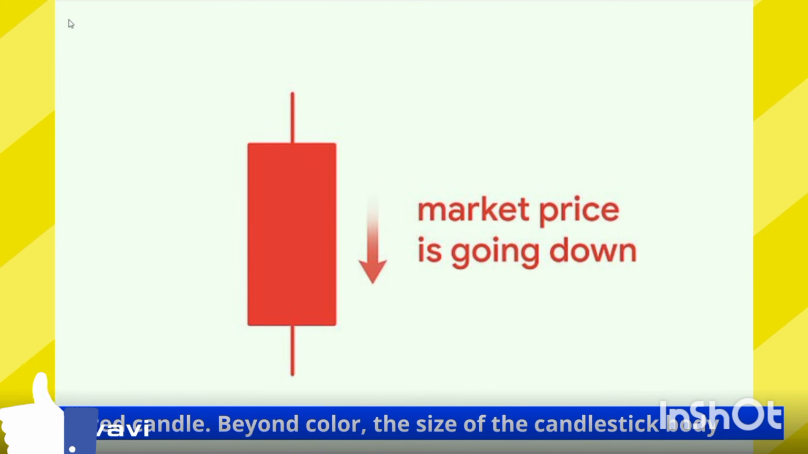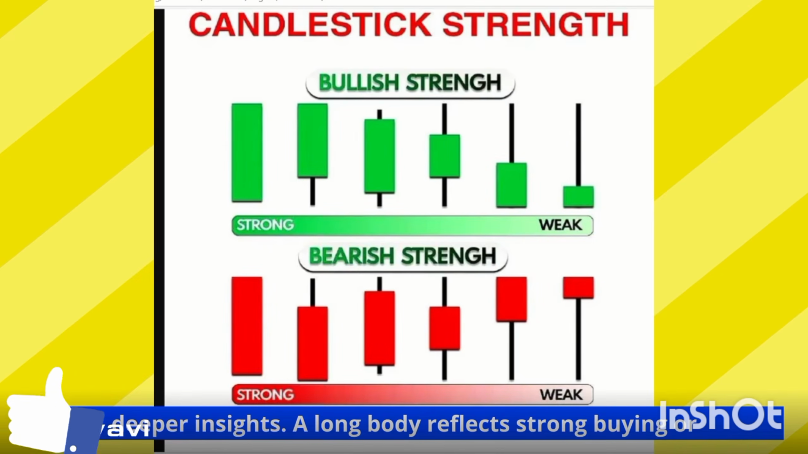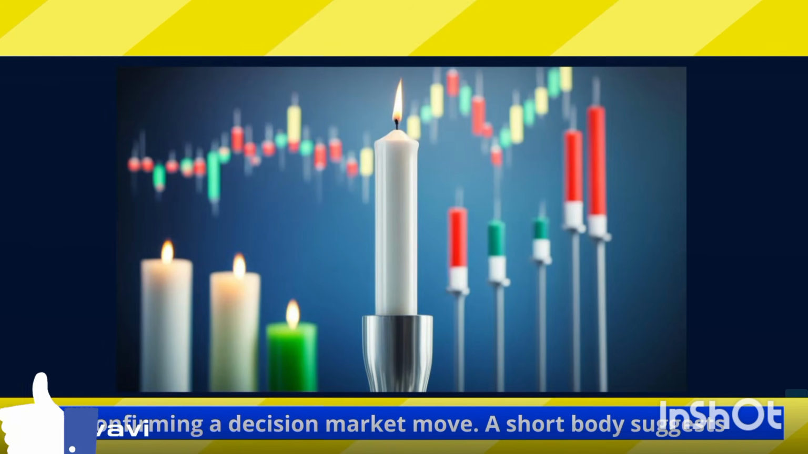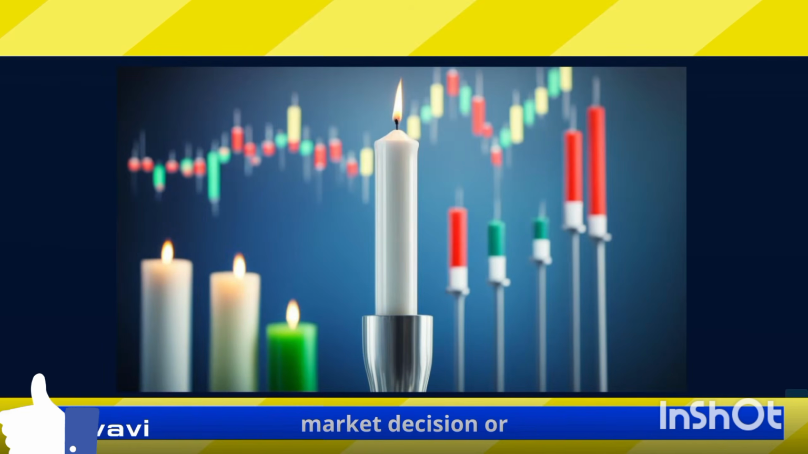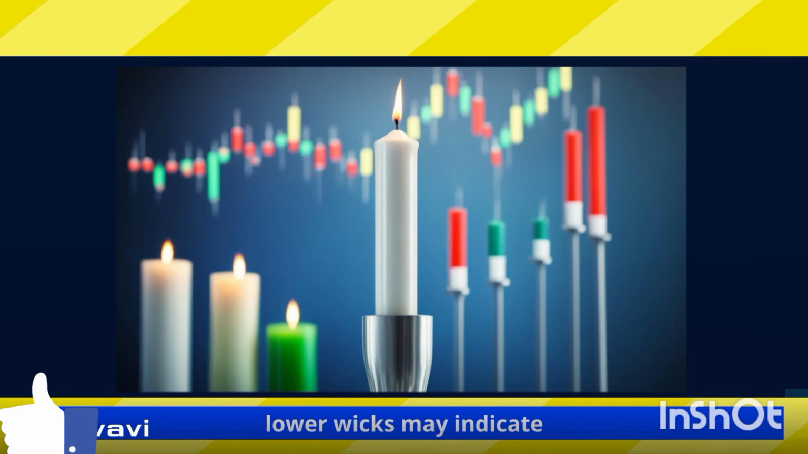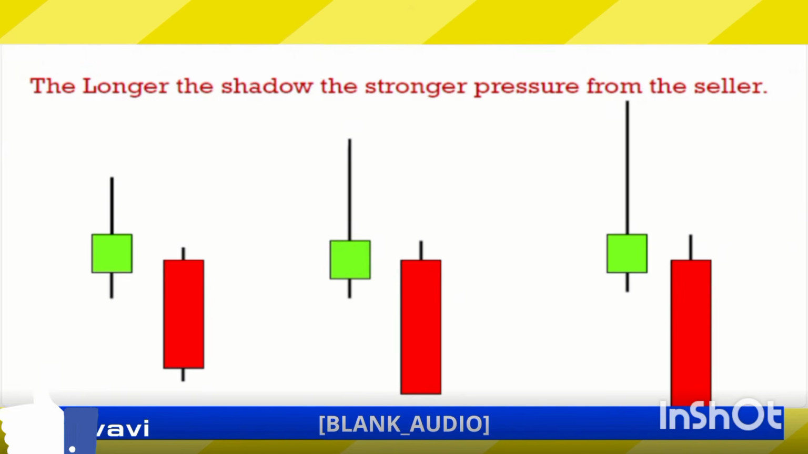Beyond color, the size of the candlestick body and its wicks offer deeper insights. A long body reflects strong buying or selling activity, confirming a decisive market move. A short body suggests market indecision or minimal price change during the session. Long upper or lower wicks may indicate price rejection at those levels, pointing to possible reversals or weakening trends.